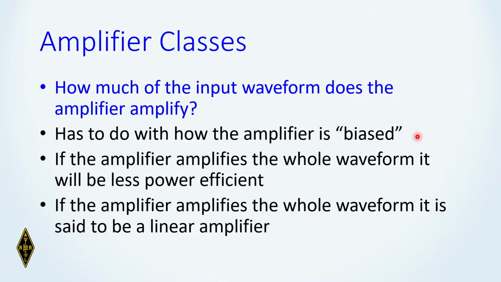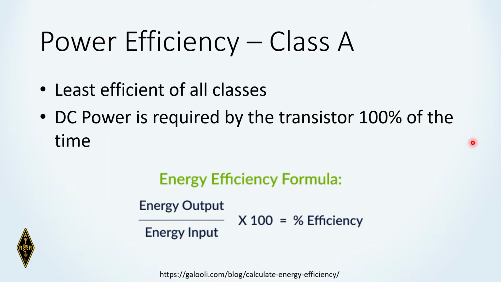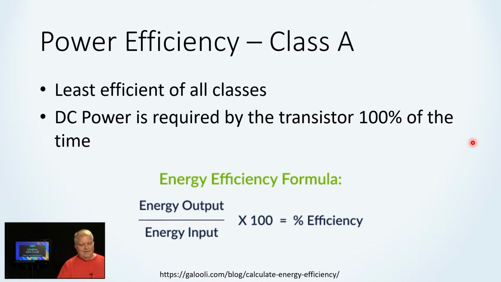Amplifier classes, these are general amplifier classes. How much of an input waveform does an amplifier amplify? It has to do with how the amplifier is biased. If the amplifier amplifies the whole waveform, it's going to be less power efficient, but it's said to be a linear amplifier if it does that. So here's a Class A linear amplifier. Here's the input signal. It's amplified and it comes out, there's the complete signal. Class A amplifiers are the least power efficient because the DC power is required by the transistor 100% of the time.